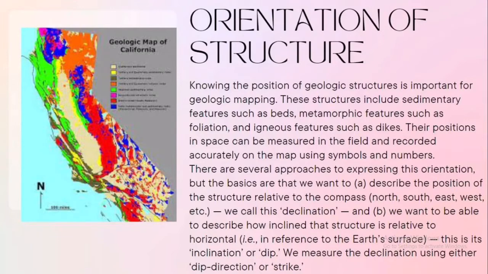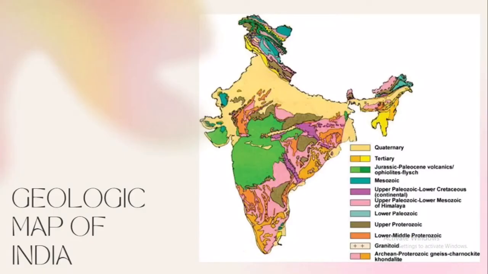Also on geologic maps are strike and dip symbols for rock beds. Strike indicates the direction in which the beds run, and dip indicates the angle at which the beds tilt. So here are examples of a geologic map of India.